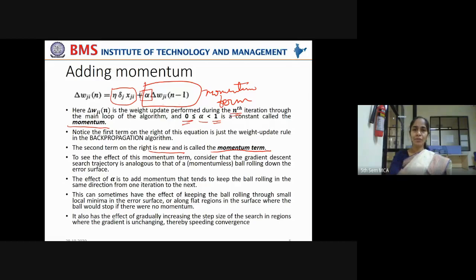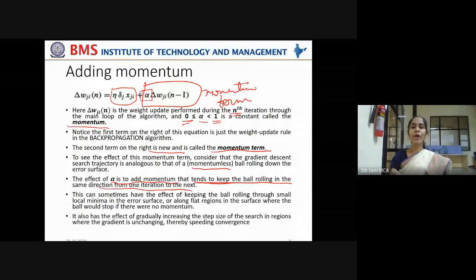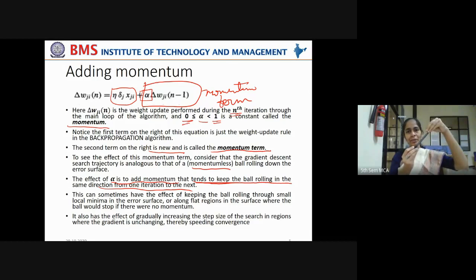To see the effect of this momentum term, consider that the gradient descent search trajectory is analogous to that of a ball rolling down the error surface. But here we are considering it as a momentumless ball, meaning it is rolling constantly without any speeding in its velocity. Now the effect of alpha is to add momentum that tends to keep the ball rolling in the same direction from one iteration to the next iteration. So alpha can be considered as the momentum you provide to keep the ball rolling.